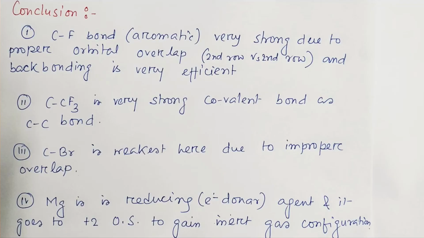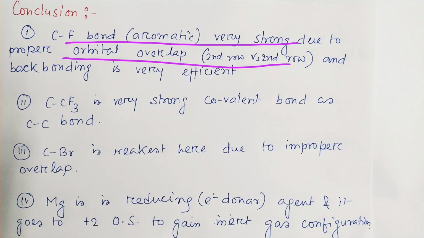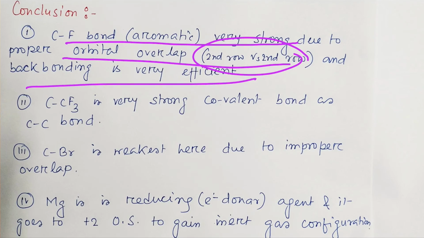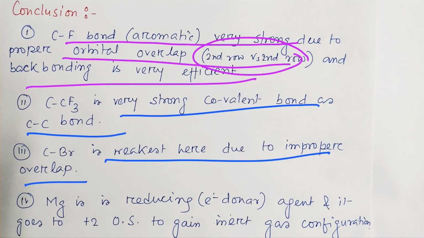Okay, so in conclusion, what have we learned today? The aromatic C-F bond is very strong due to proper orbital overlap, because both are second row elements and back bonding is efficient. Second, the C-CF3 bond is very strong because it is a covalent bond. Third, the C-Br bond is weakest due to improper overlap. And another thing, magnesium is a reducing, electron donating agent, and it goes to the +2 oxidation state, because in this way it gets the next inert gas electronic configuration. So this is the overall discussion.